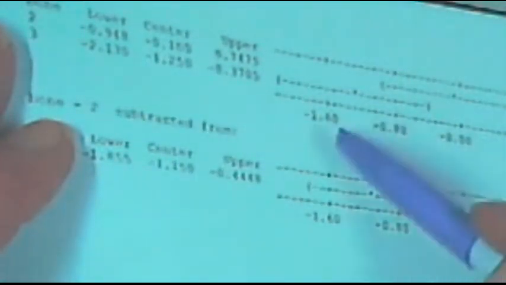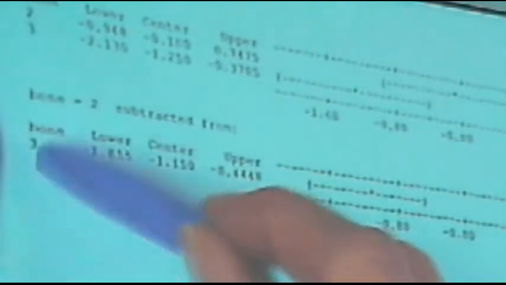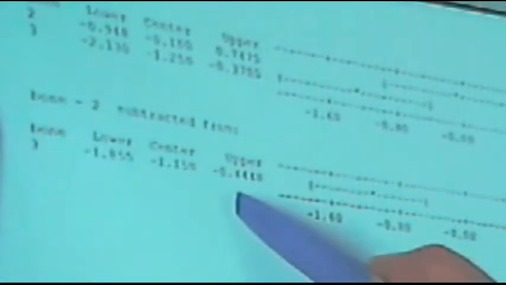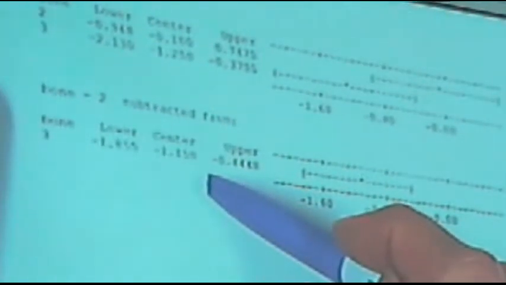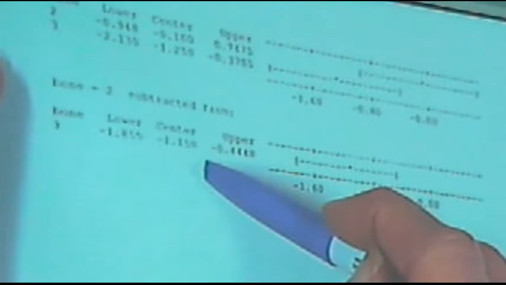And we have a little graphic over here as well. And then there's one other difference, subtract bone 2 from bone 3. Here's the confidence interval here. So these confidence intervals that we have here are Tukey simultaneous confidence intervals for these three pairwise differences, right? That's what I told the program to do.